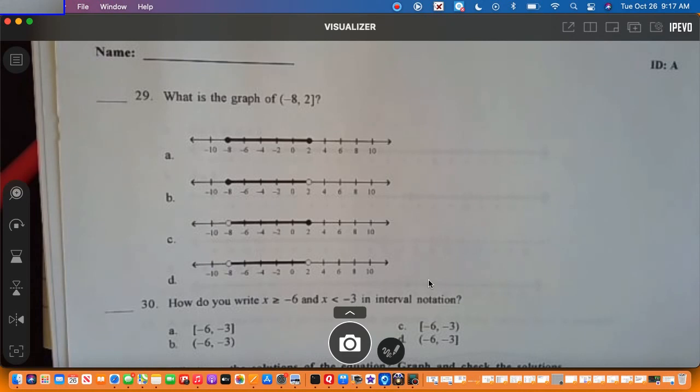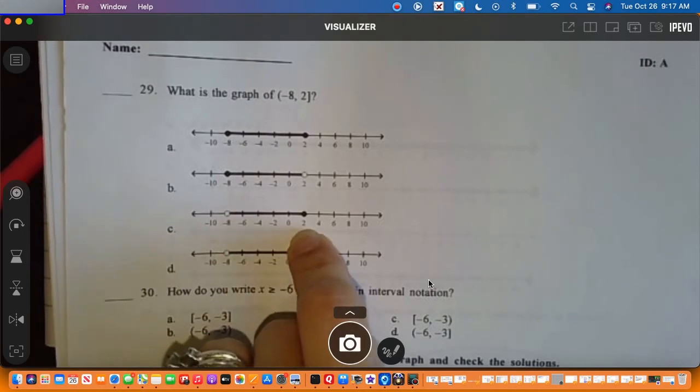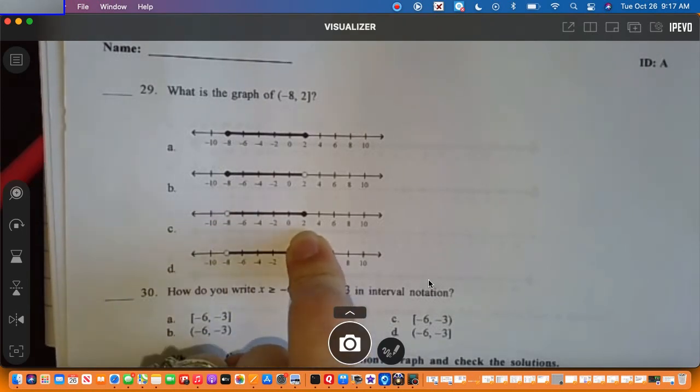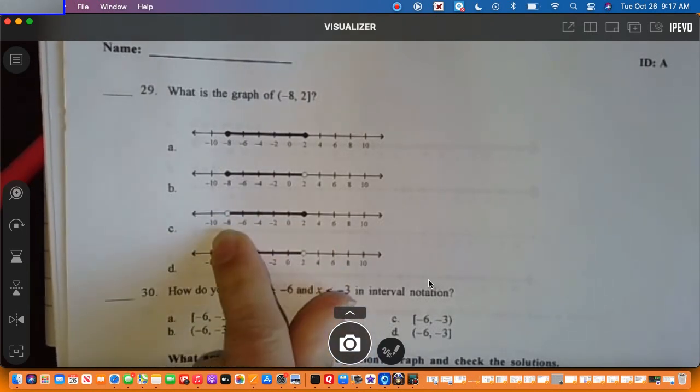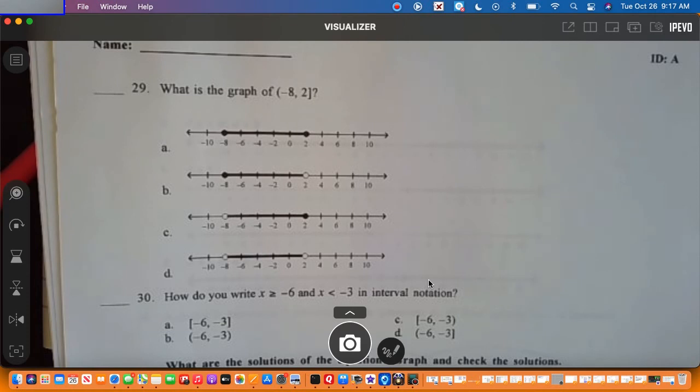Yes, on the answer. Okay, what is it? C. Yes. -8 is an open circle and 2 is a closed circle because of the bracket. Everybody good with that? C is your answer. Between -8 and 2 and the open and closed circles, that's what you really have to know. Number 30 is not on there, so I'm going to skip it. 30 was C.